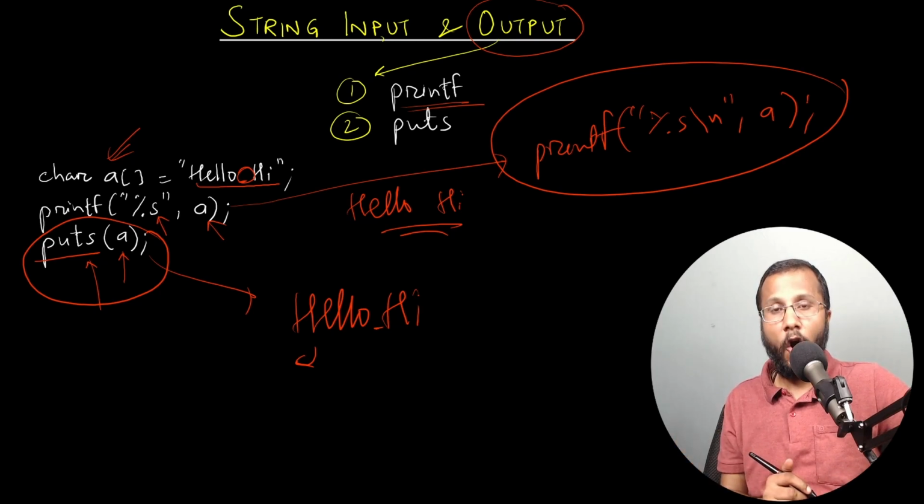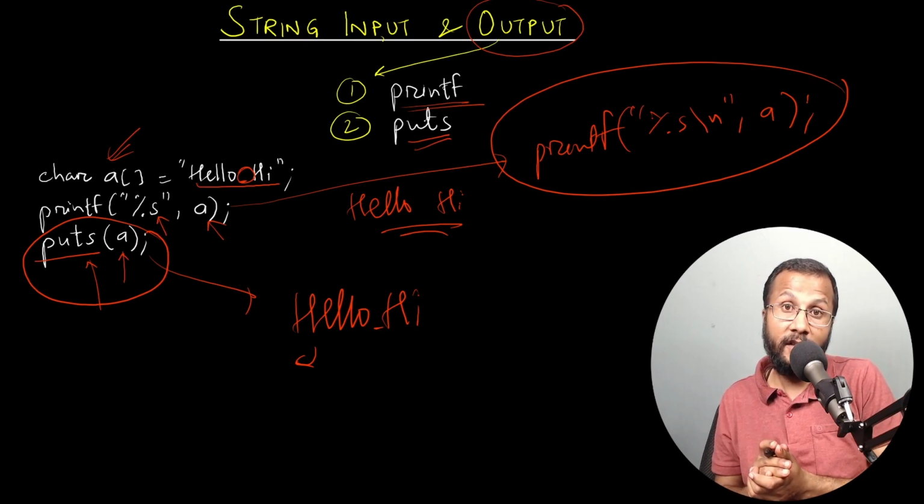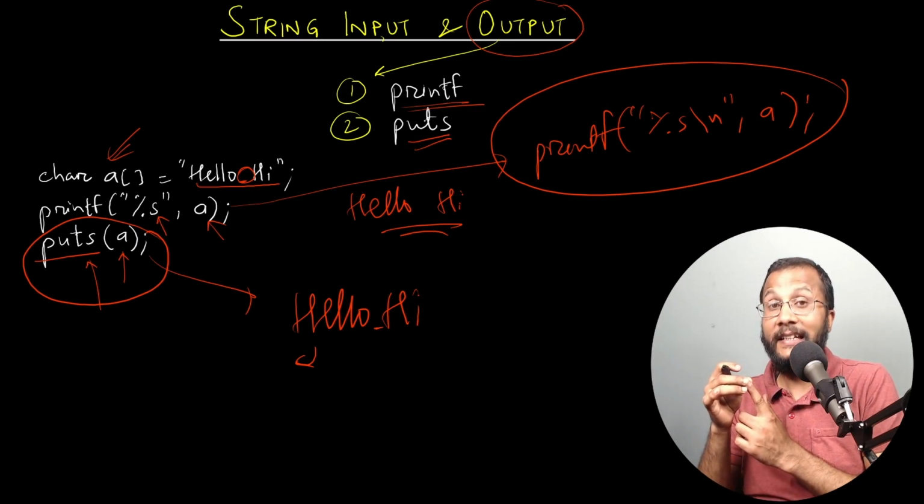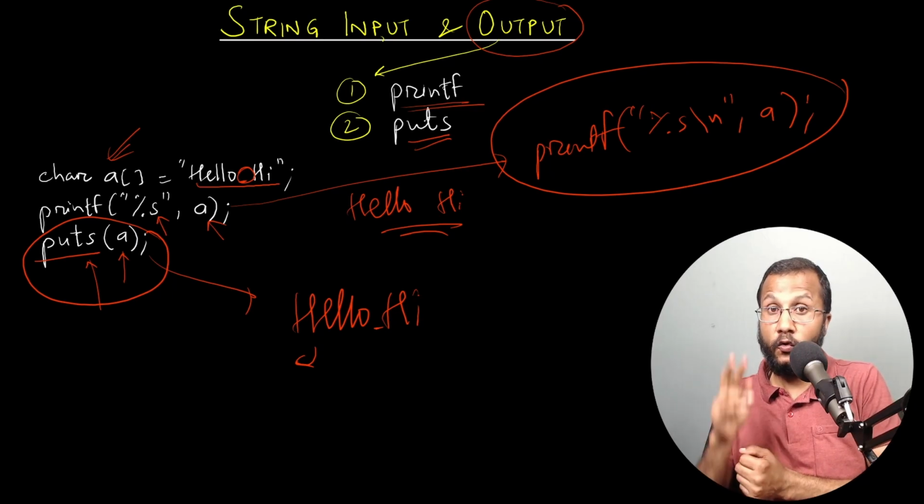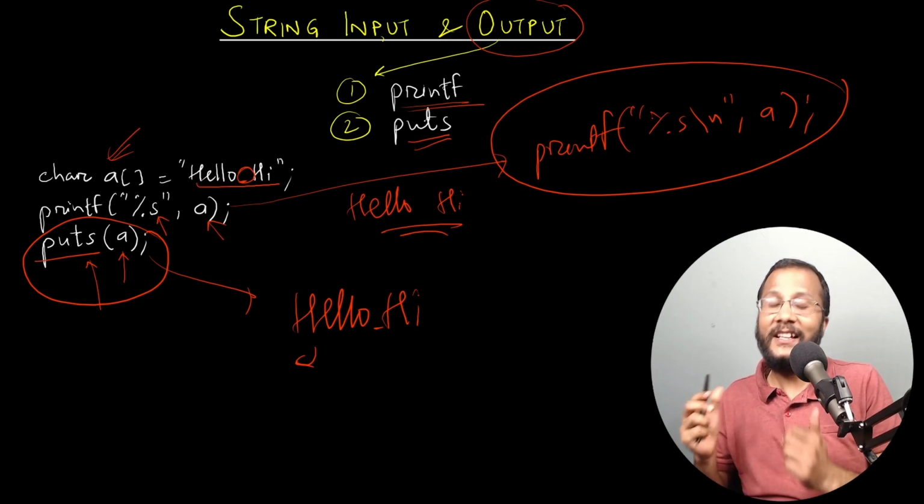So these are the string output functions: printf using the %s format specifier, and the puts function. So that's all in this lecture. In this lecture, we have learned various string input functions, like the scanf function, the gets function, and the fgets function, and we have learned two functions to output a string, the printf function and the puts function.